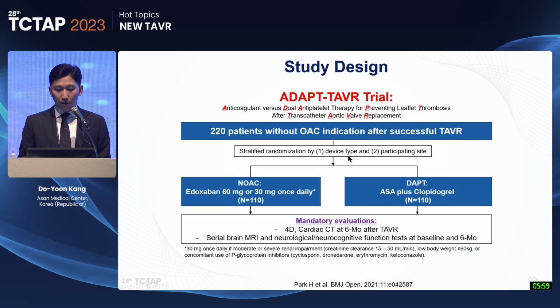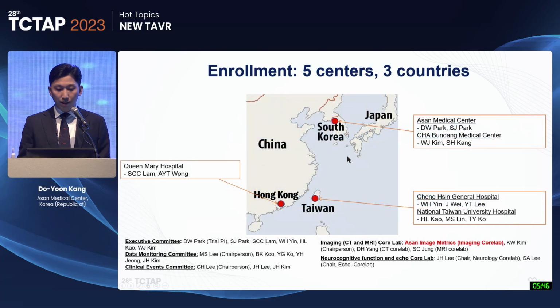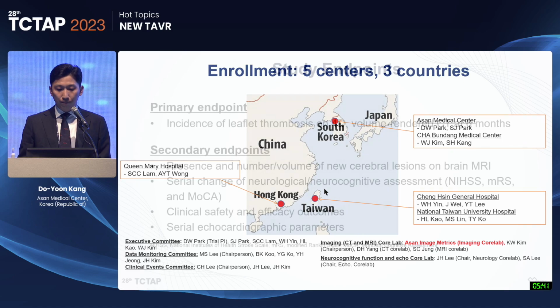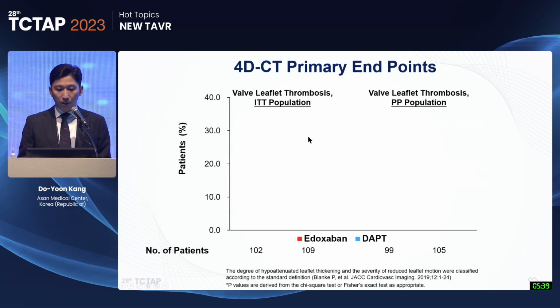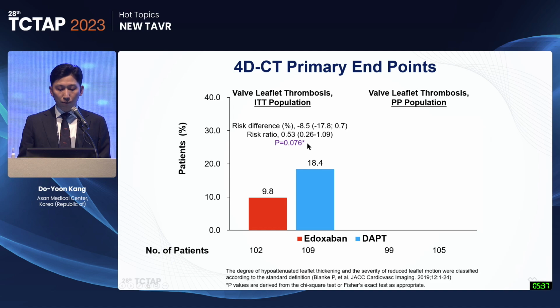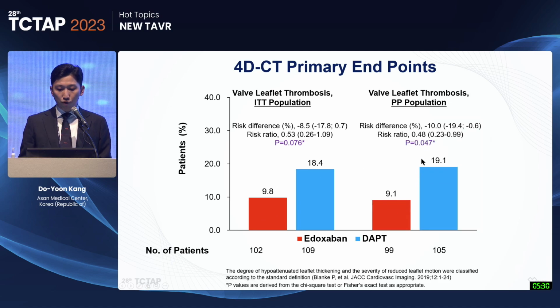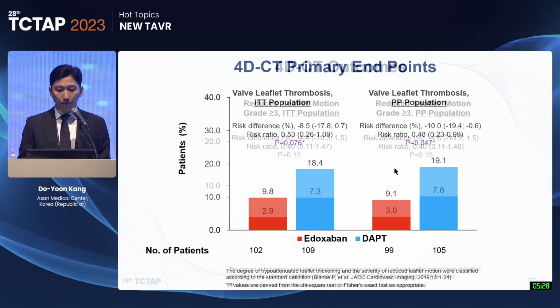The randomized trial compared 220 patients without an OAC indication after TAVR, edoxaban versus dual antiplatelet therapy. The primary endpoint was the cardiac CT finding of HALT, and the enrollment was done in South Korea, Hong Kong, and Taiwan. For the primary endpoint, valvular leaflet thrombosis tended to be lower but not statistically significant in the edoxaban group. In the PP population, there was some difference.